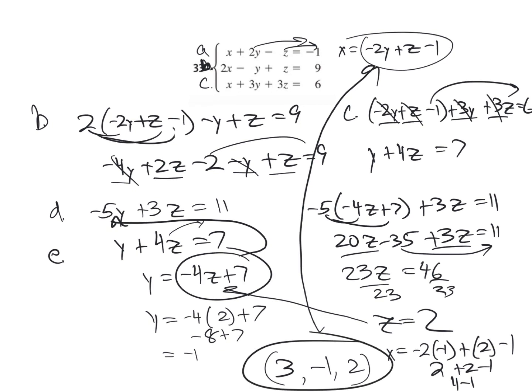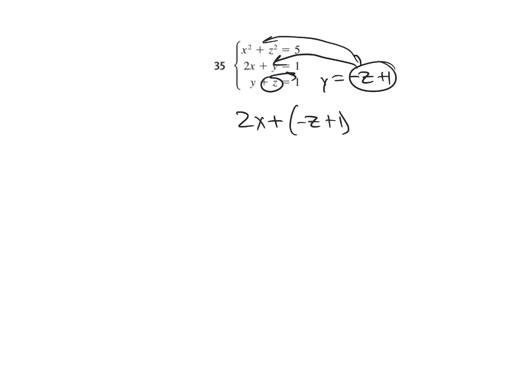And you don't have to do 35. I'll do 35 just for practice. I'll take this equation and solve for y. Y equals negative z plus 1. Substitute it into both equations for y, but there's not a y up there. Okay, so 2x plus negative z plus 1 equals 1. And here we can solve for x. Let's see, let's put them all together here first. 2x minus z, subtract 1 to the right, that's 0.